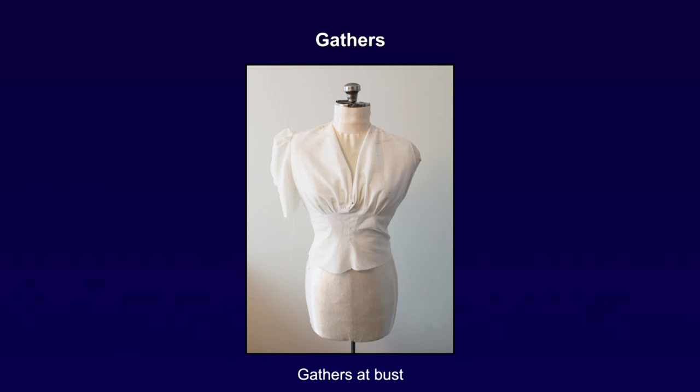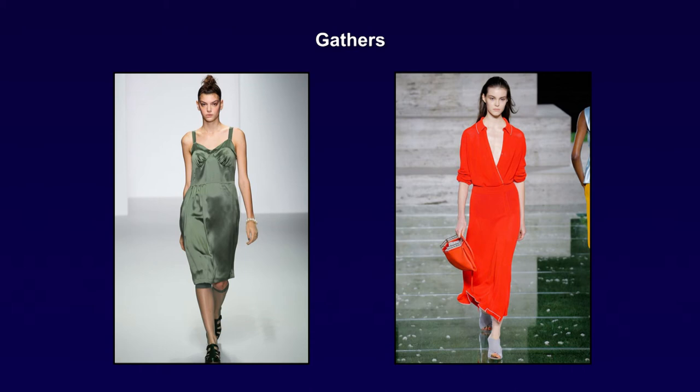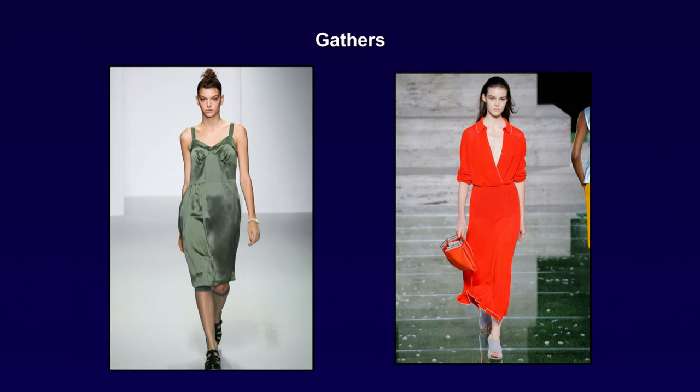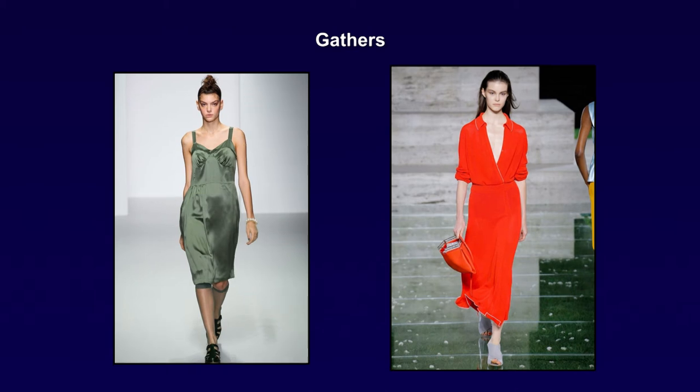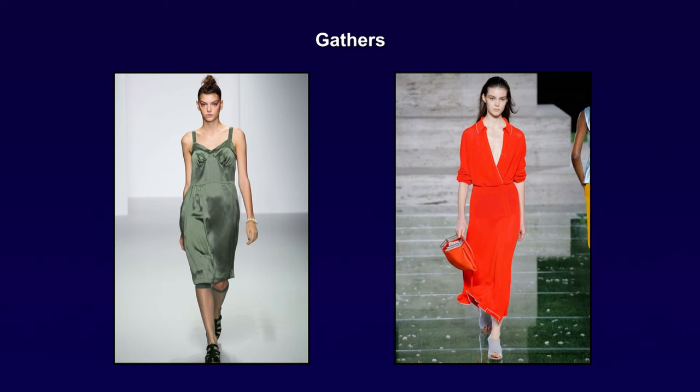This picture shows gathering at the bust. On the left is a green satin gown with gathers at the bust by Simone Rocha for spring. On the right is an orange loose dress by Salvatore Ferragamo, spring 2018, ready to wear. The volume at the waist and the looseness is achieved by gathering the fabric.